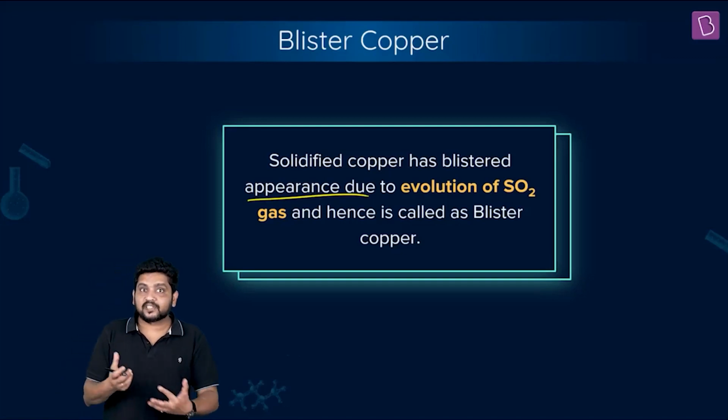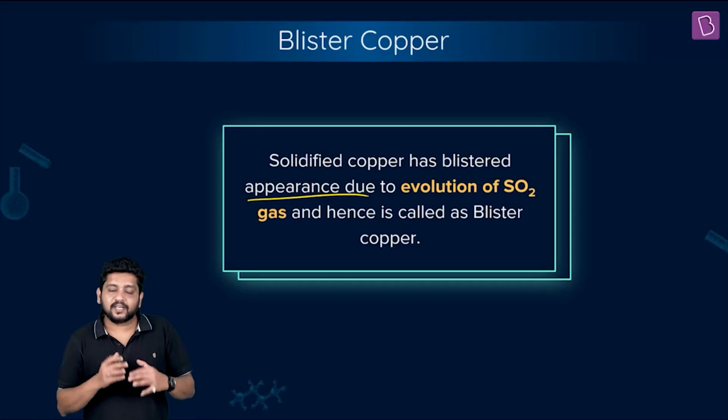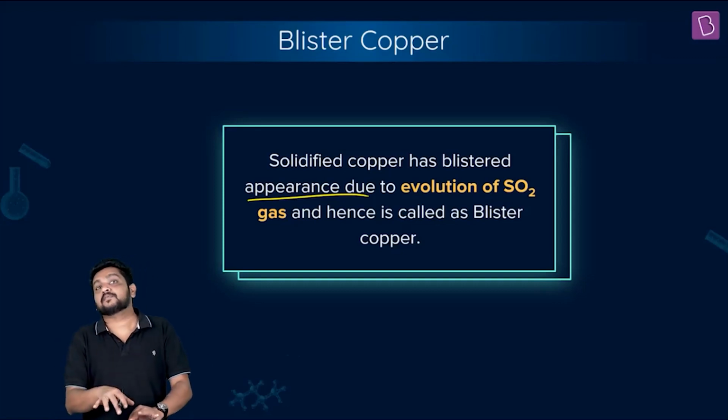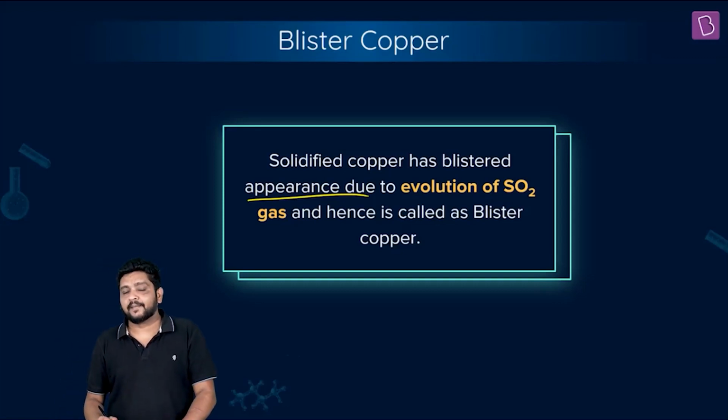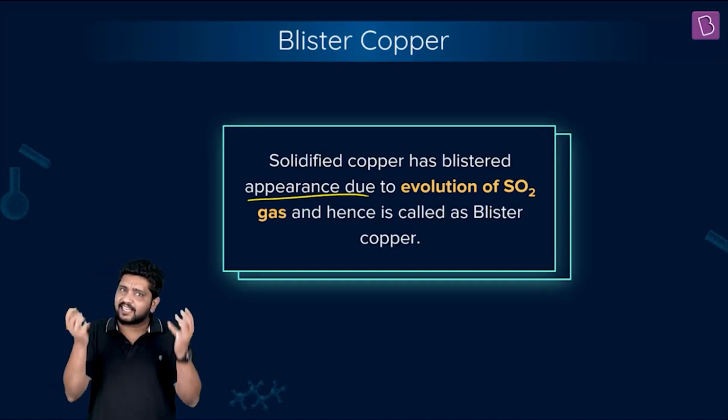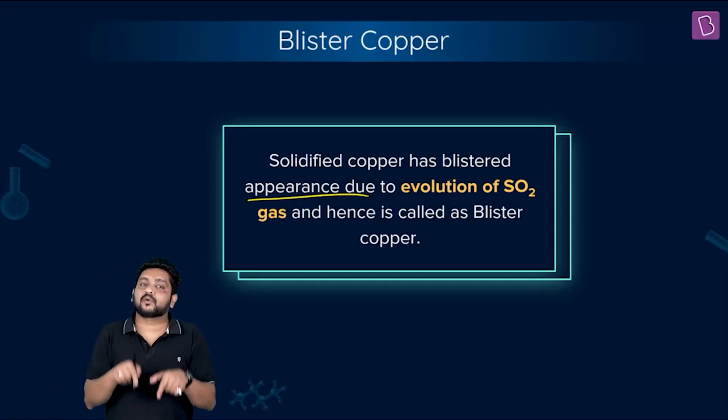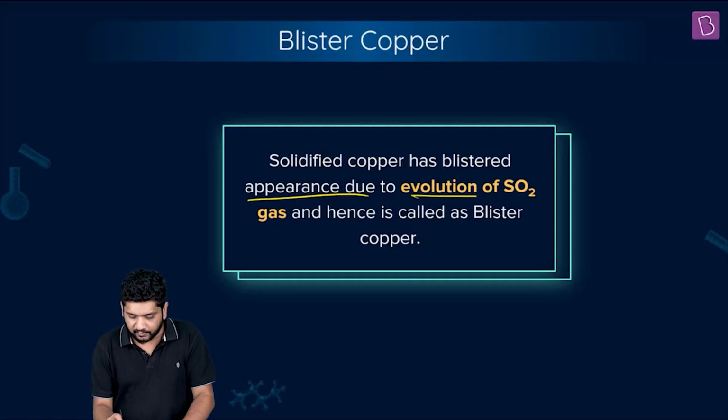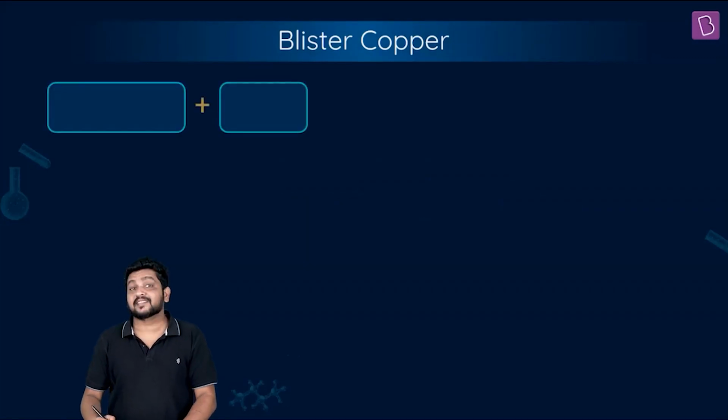So it's a very nice, tricky question. It has statements that look partially right and are partially wrong as well, right? So here there is blistering happening, there is gas evolving, but it's not CO2, it's sulfur dioxide, right? So it is with the evolution of sulfur dioxide that blistering happens, right?